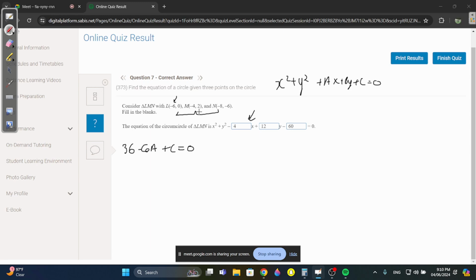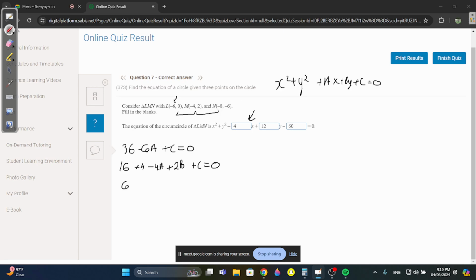Okay, next one. Minus 4 squared is going to be 16. Plus y squared, 2 squared is going to be 4. Plus ax. X times a, minus 4 times a is going to be minus 4a. Plus by. 2 times b, 2b. Plus c equals 0. C is always just c. Okay, now the last one.